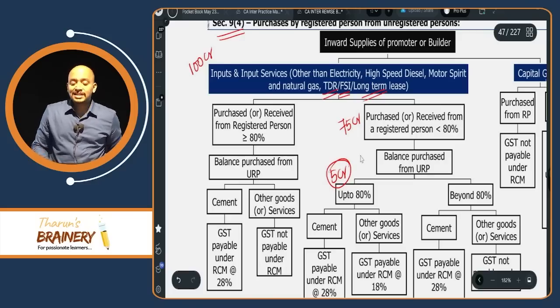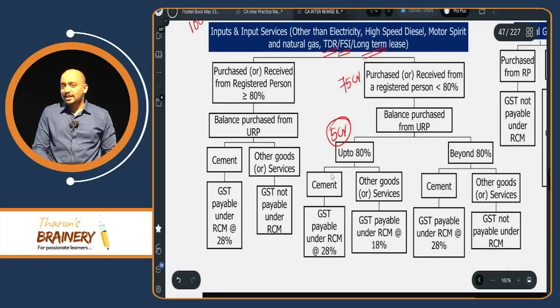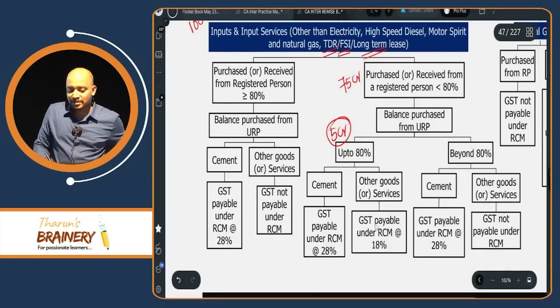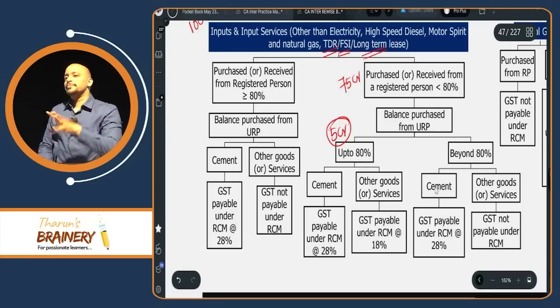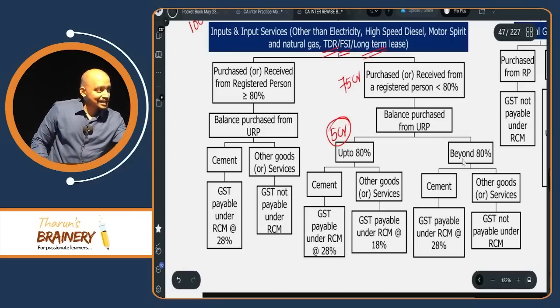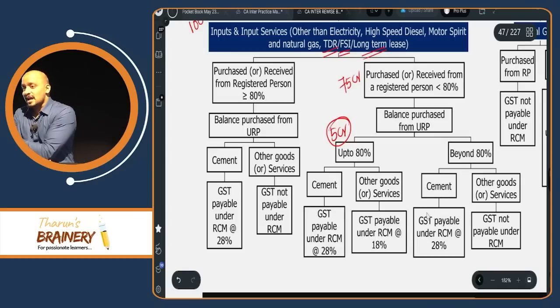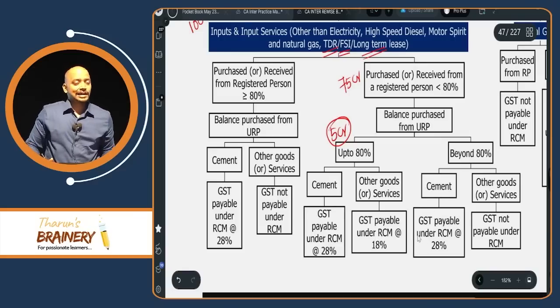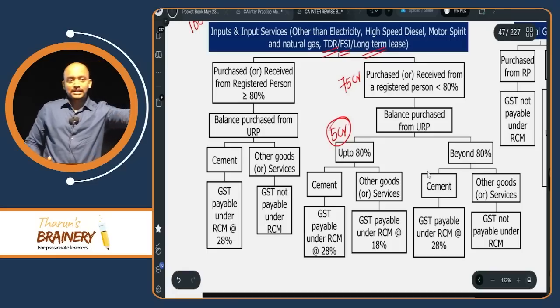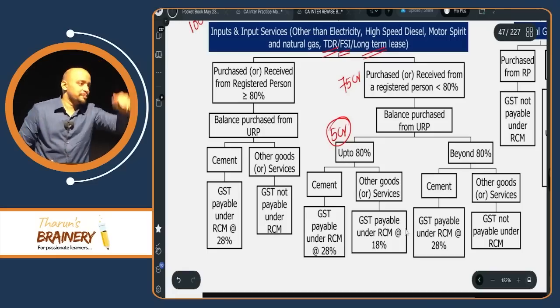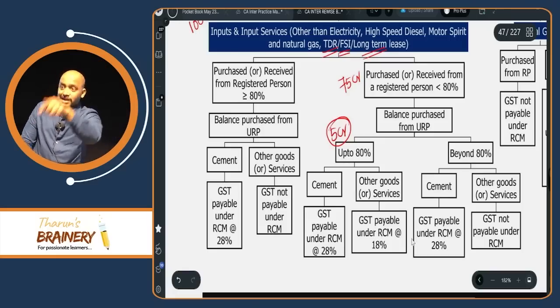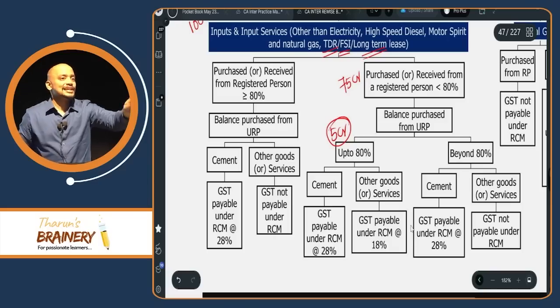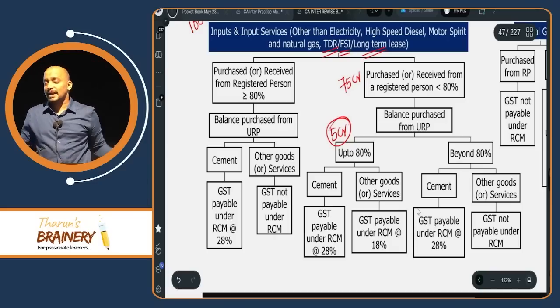At what rate? If it is cement, you need to pay GST under RCM at 28%. If it is other goods or services, you need to pay GST under RCM at 18%. Sir, what if the product is taxable at 5%? Even then 18%. Why like that, sir? If you buy from a registered person, you would have paid 5% only. You are buying from an unregistered person, so it is like a penalty. You need to pay GST under RCM at 18%.